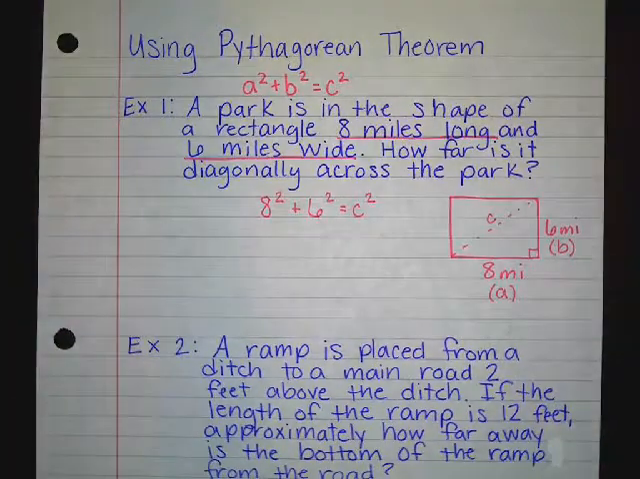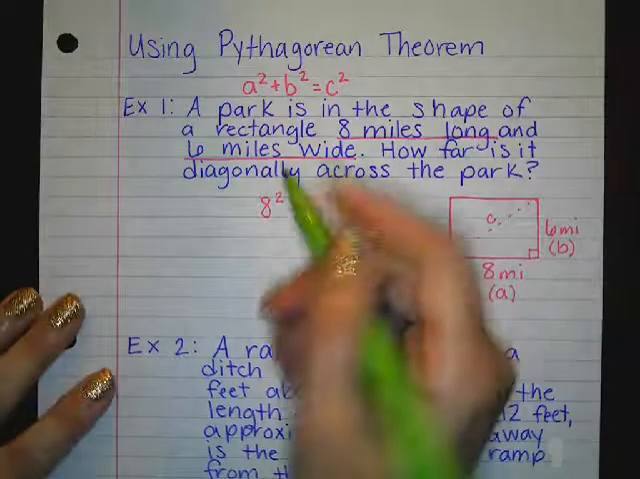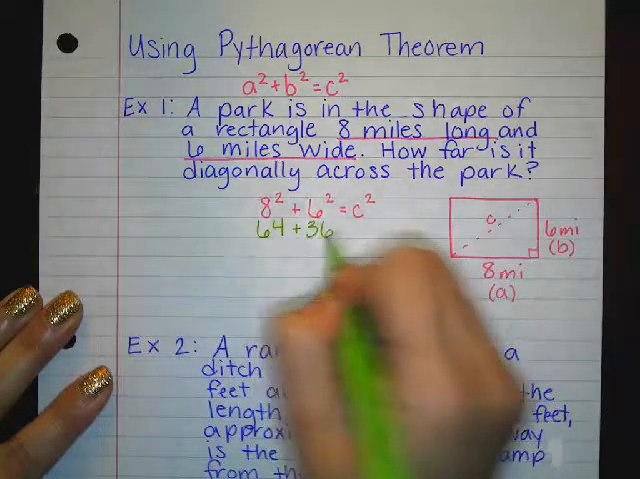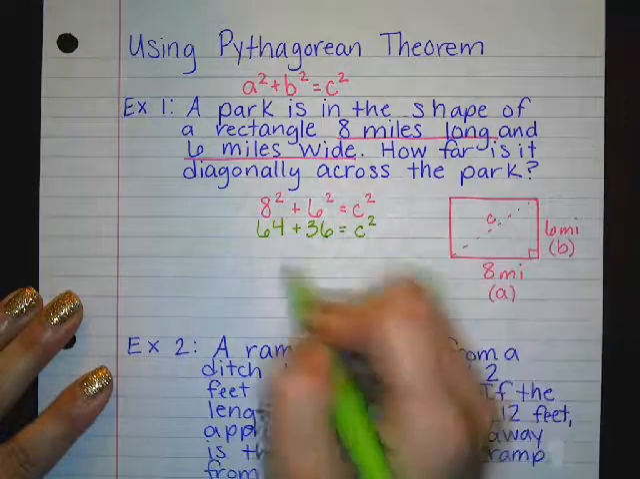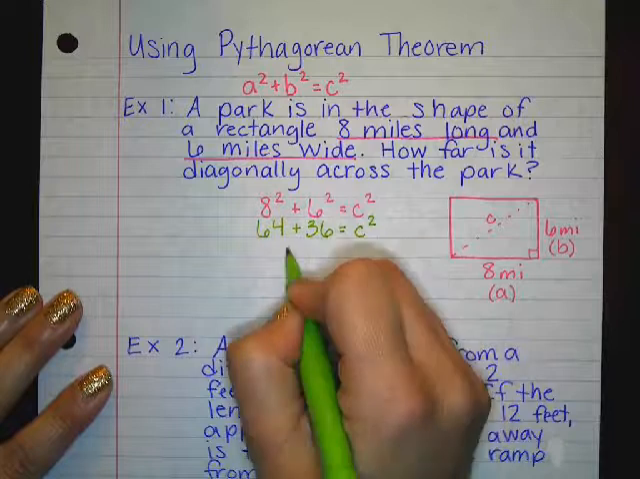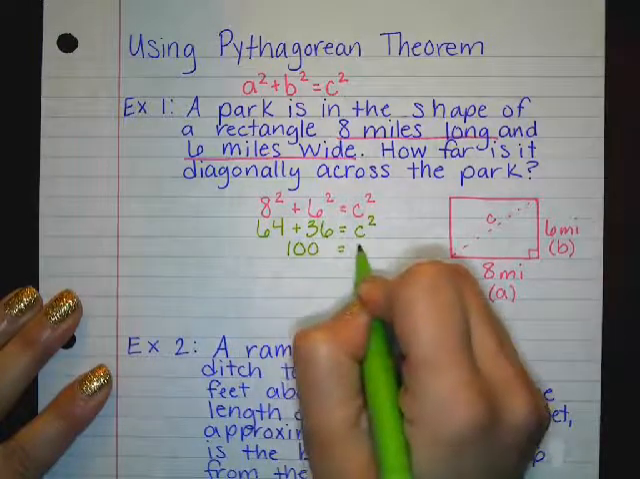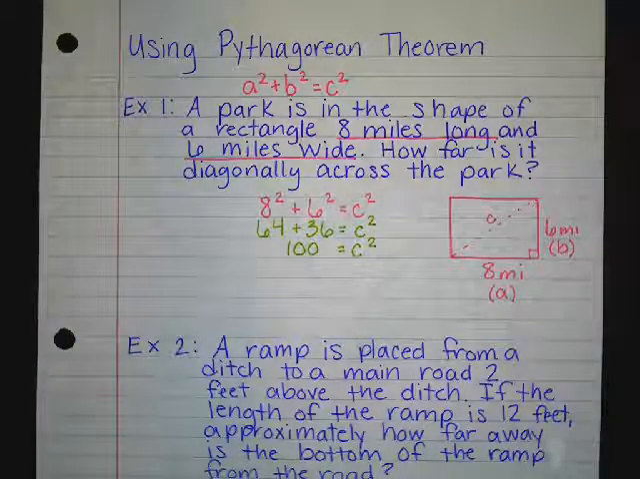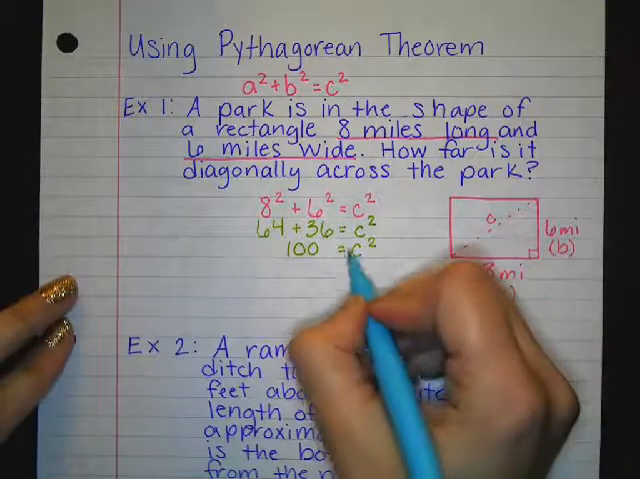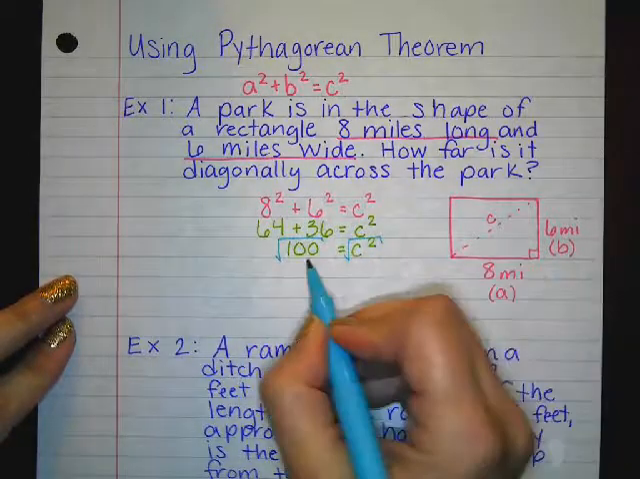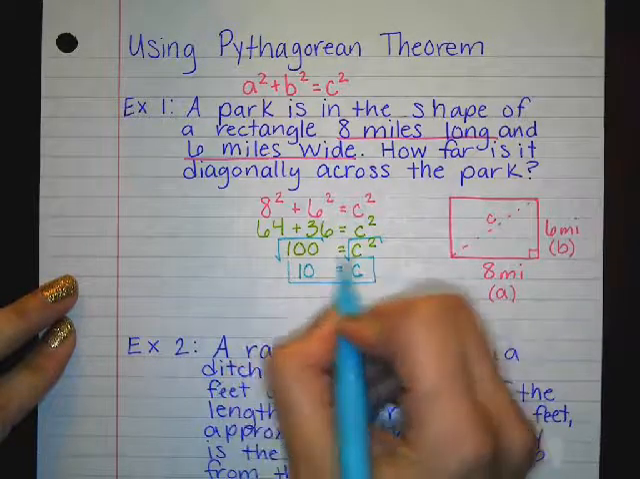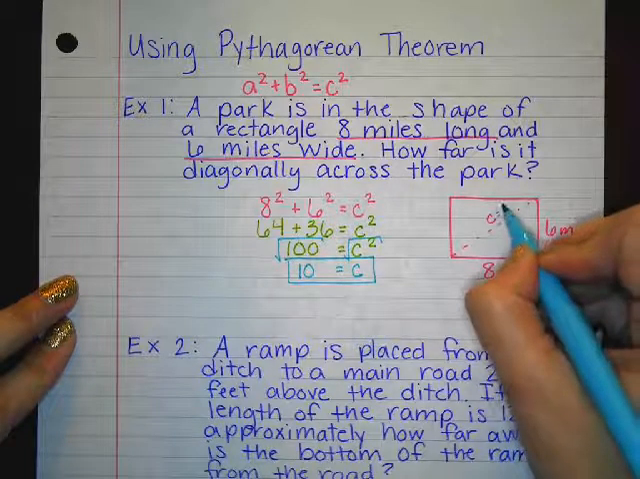From there, we can go ahead and start solving our equation. So 8 squared is 8 times 8, which is 64. 6 squared is 6 times 6, which is 36, and that is going to be equal to c squared. Now 64 plus 36 gives us 100 is equal to c squared. And then from there, we have to undo that square by taking the square root of both sides. And the square root of 100 is 10 is equal to c. So that would be my answer. So c is 10 miles.